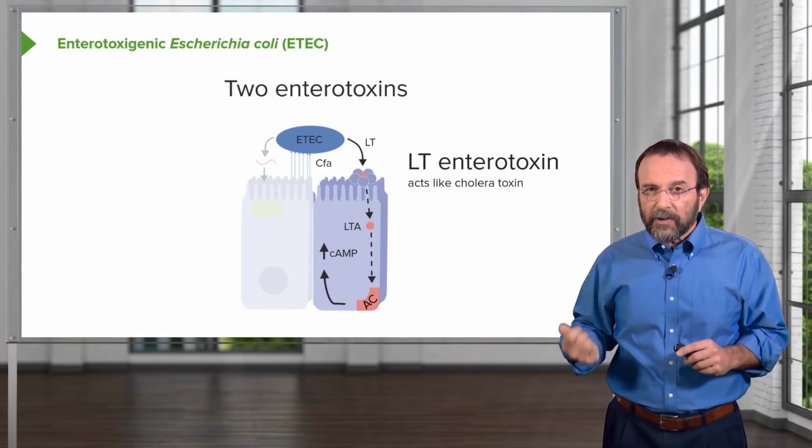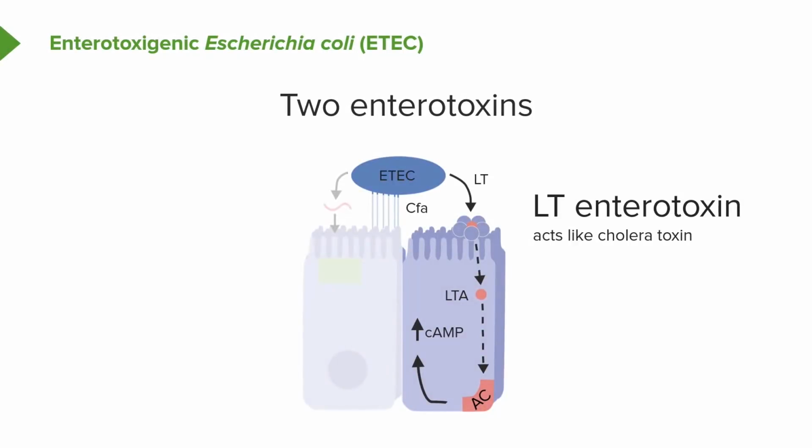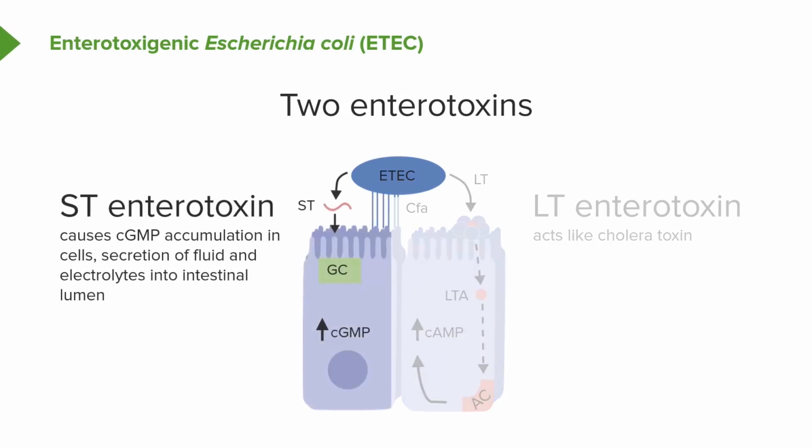It gets into the cell, causes increased amounts of cyclic AMP. And what does it do to sodium levels? Pumps it into the cell, pumps out chloride. There you go. You get your watery diarrhea as the cell then pumps out water to try and compensate. LT enterotoxin. The other toxin is called ST. This causes cyclic GMP accumulation in cells, which also results in secretion of fluid and electrolytes, contributing to the watery diarrhea. So two enterotoxins, both of their effects is to cause an imbalance in the ion makeup of the cell, and the cell excretes water, and you get watery diarrhea.